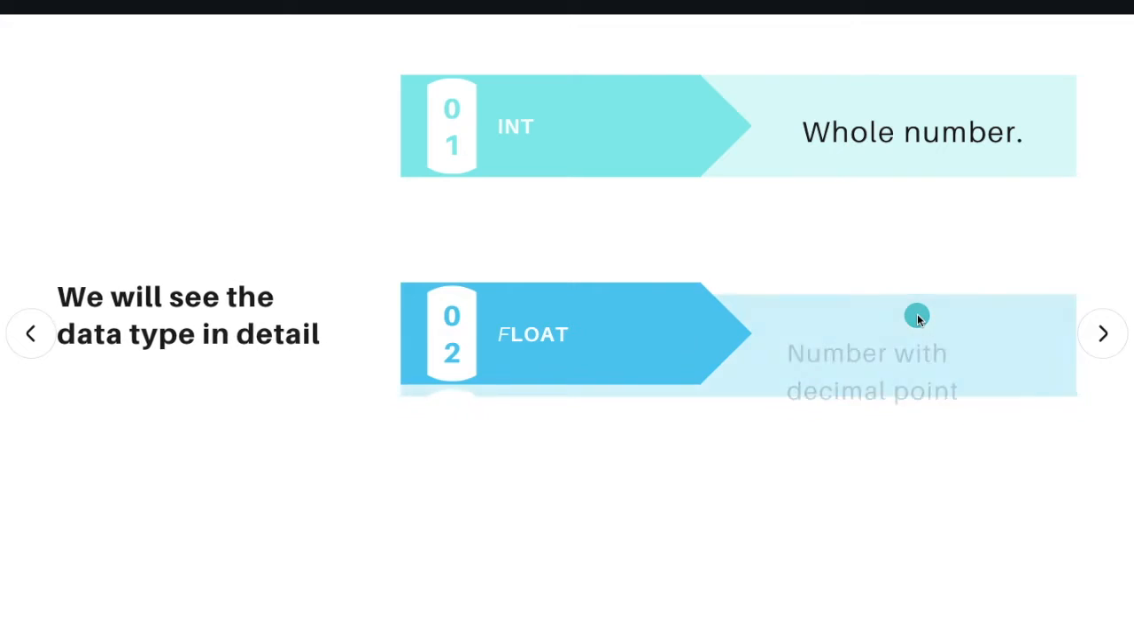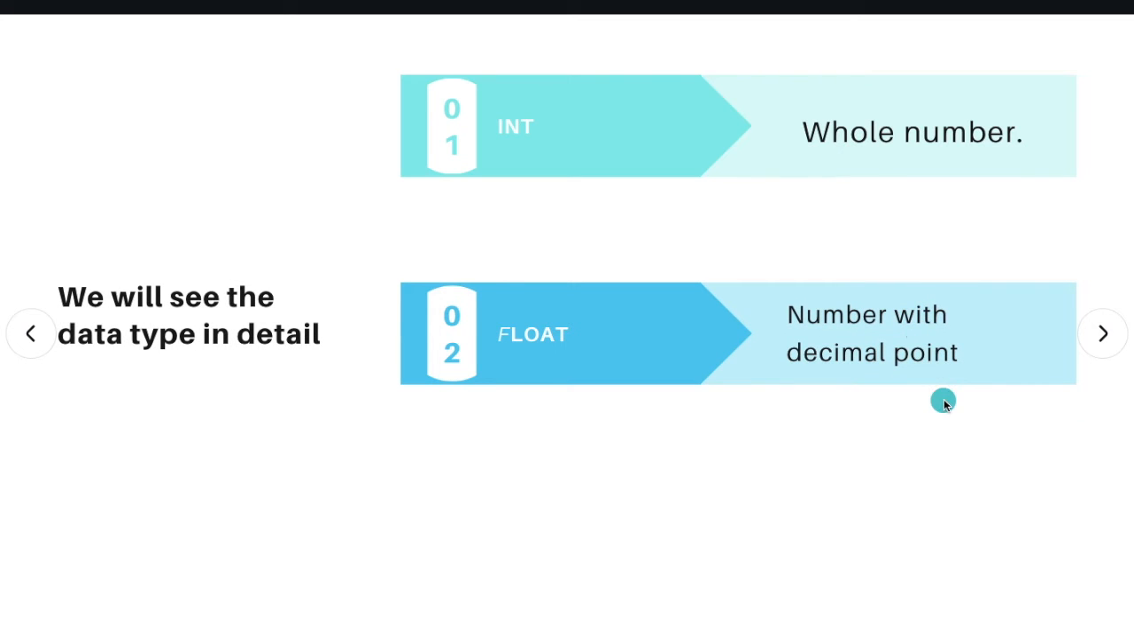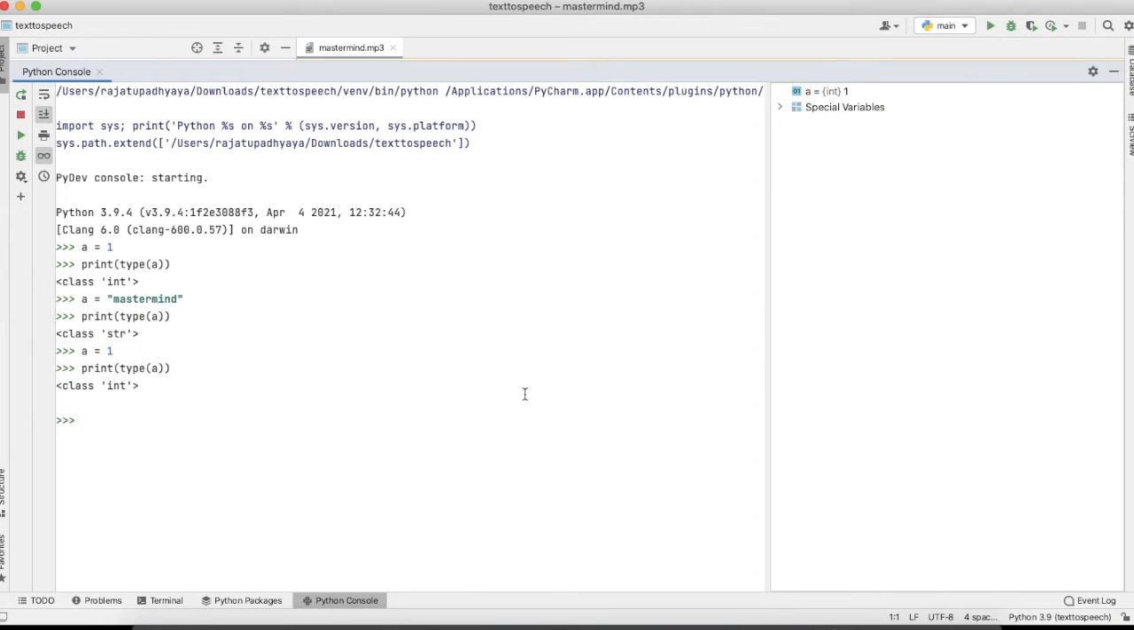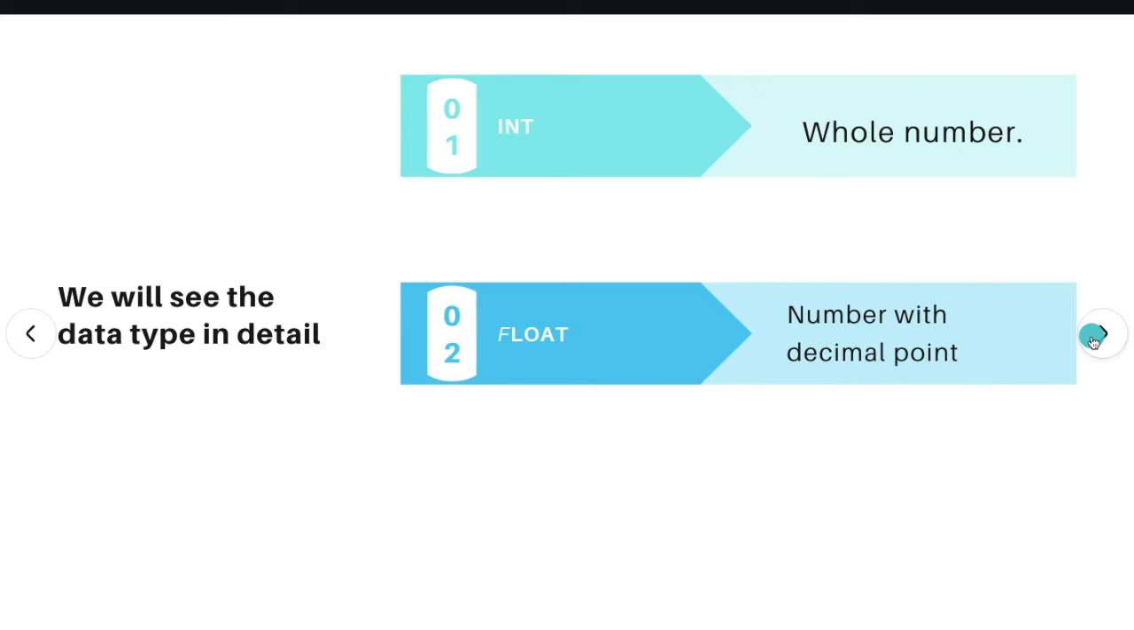Our next data type is float. Float is a data type which has a decimal point. We will see with the help of an example. Suppose I am taking a equal to 1.2. So this variable has a decimal number. If you check the data type, you can see here it is showing float. Now we will see the next.